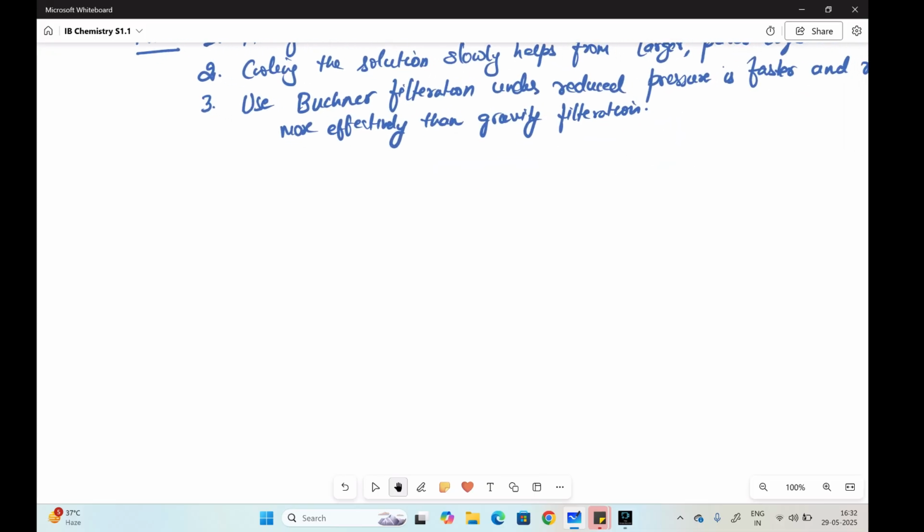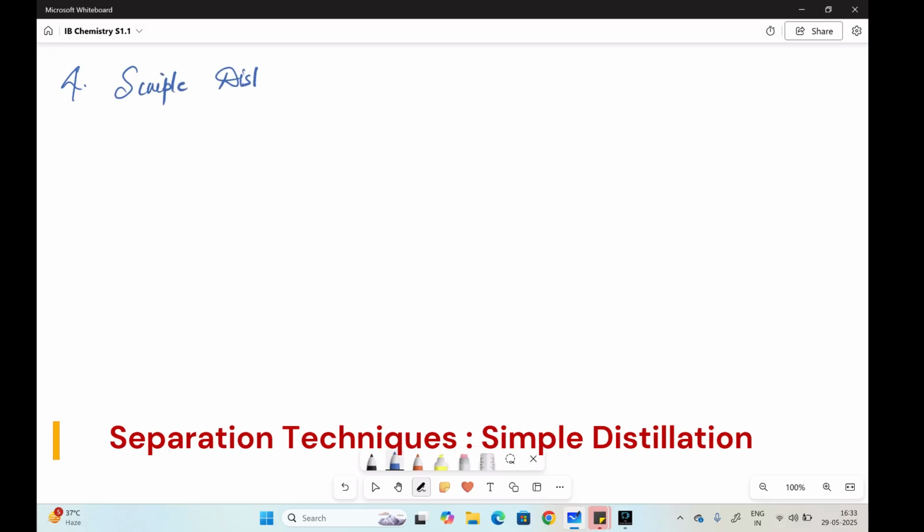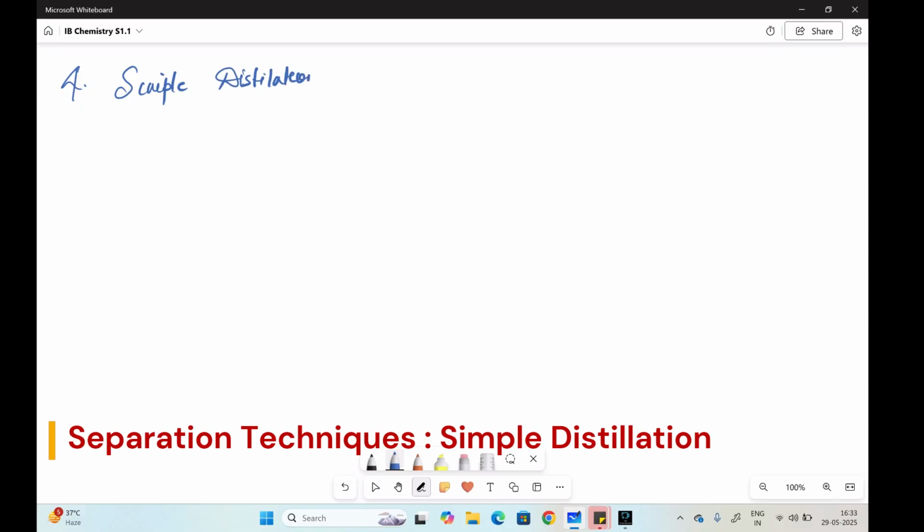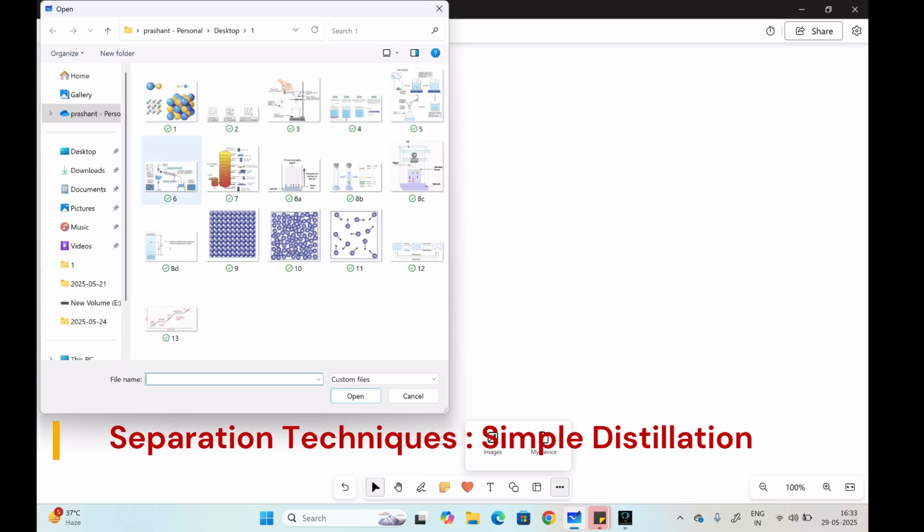Next method is simple distillation. This is the fourth one. Simple distillation. We all know this, how simple distillation works. Let me show you an image of simple distillation.